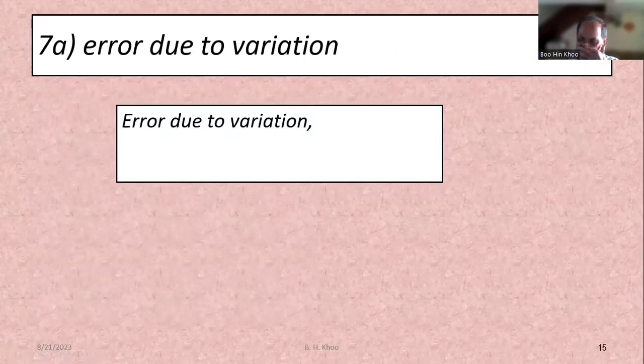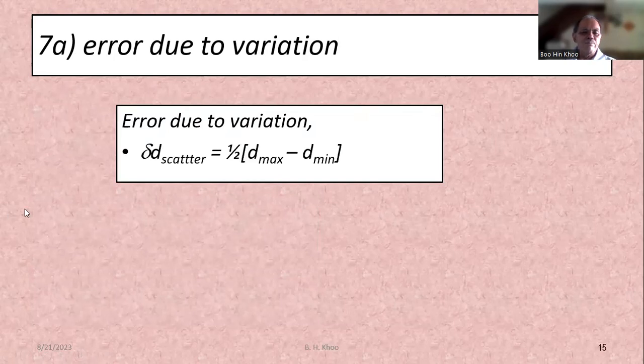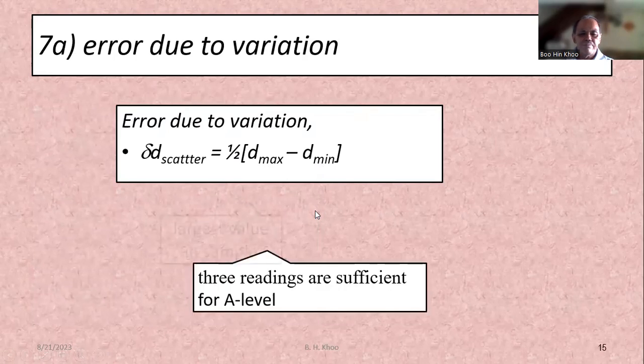But for A level, you just need to take 2 or 3. Enough already. No need to take too many. Just to show you that you don't take one. If there's a sample, you have to take 2 or 3. Then we use this formula to calculate the largest value minus the smallest value and divide by 2. 3 readings are sufficient for A level.